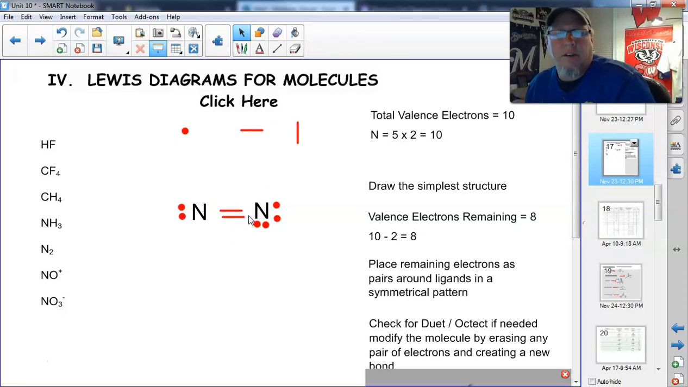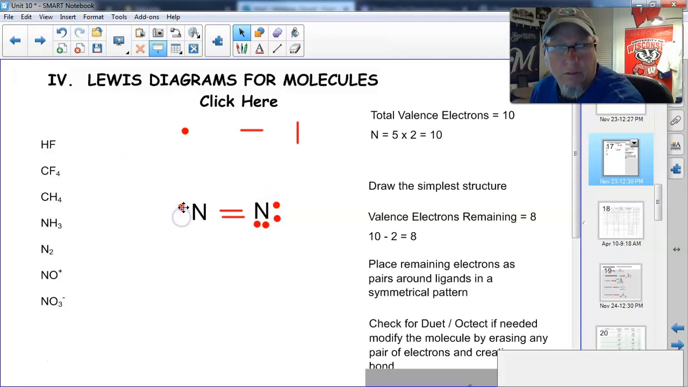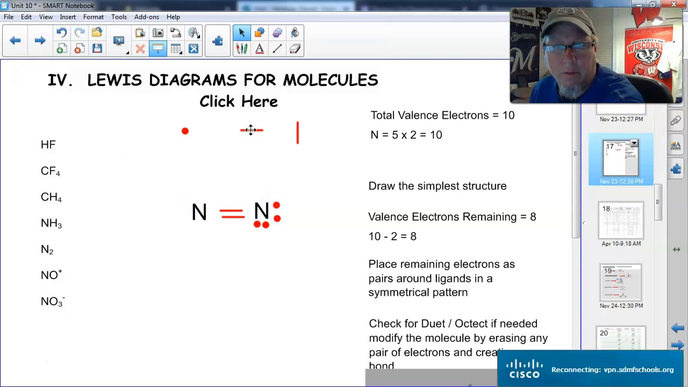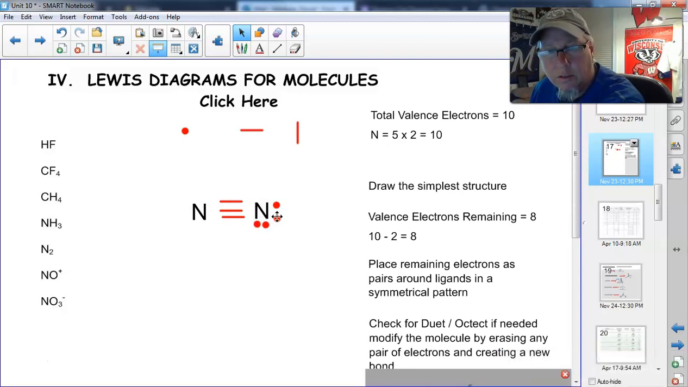So what I need to do now is erase another pair of electrons. And if I erase another pair of electrons and put a bond in between, everything should be perfect, right? Well, no, because this nitrogen still only has 2, 4, 6 around it. And this nitrogen over here now has 2, 4, 6, 8, 10. That was the wrong pair to erase. So I'm going to put them back. There they are. Just put them back there.